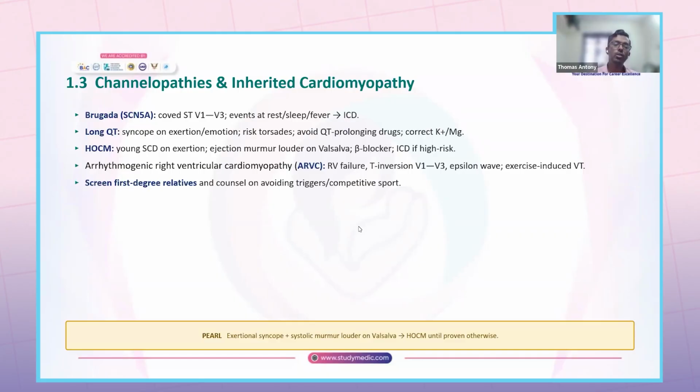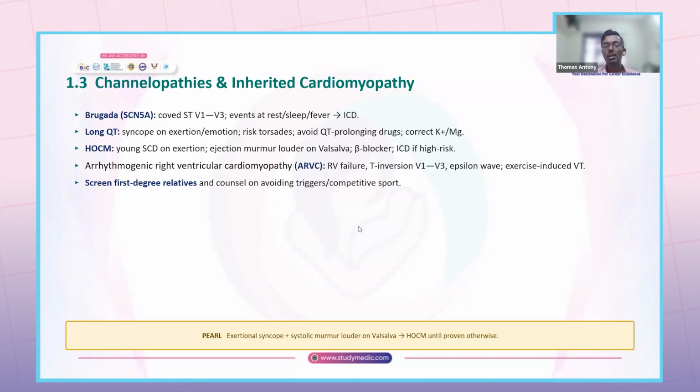So in HOCM, again, this is also exertion precipitated. So you can see sudden cardiac death in the young with a positive family history. This will be clearly described in the question. So the patient, an athlete, suddenly collapses. He gives a family history of sudden cardiac death in the family. So in such cases, think of HOCM.